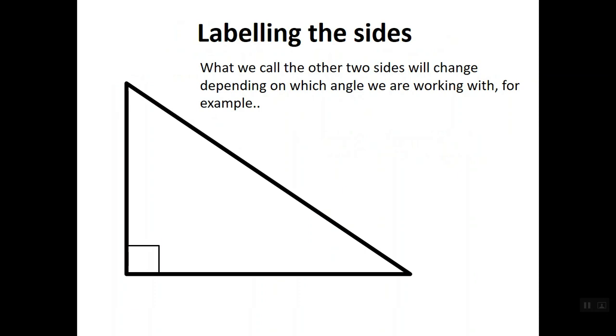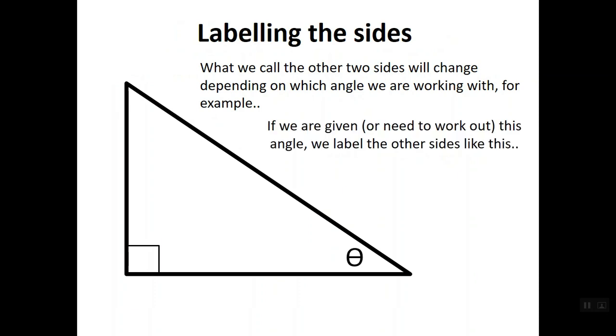What we call the other two sides will change depending on which angle we're working with. For example, if we're given this angle there, we label the other sides like this: opposite, adjacent. You realize that the opposite side is always facing the angle that you are given, and the adjacent side helps to form the angle.